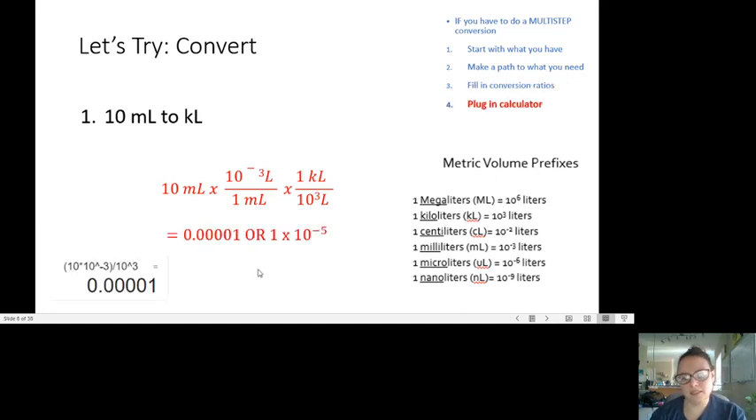And then we plug it in. And we get 1 times 10 to the minus 5. I did a boo-boo. I didn't put kiloliters. Bad Miss J, but there should be a kL right there. And if you're like, Miss, I don't know how to plug this into my calculator, I typed this into the Google search bar, and this is how I got the answer. I have 10 times 10 to the 3rd minus 3 divided by 10 to the 3rd.